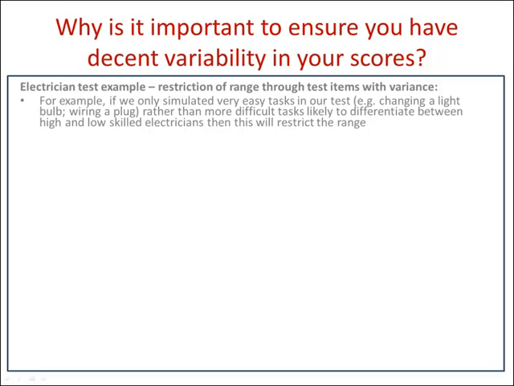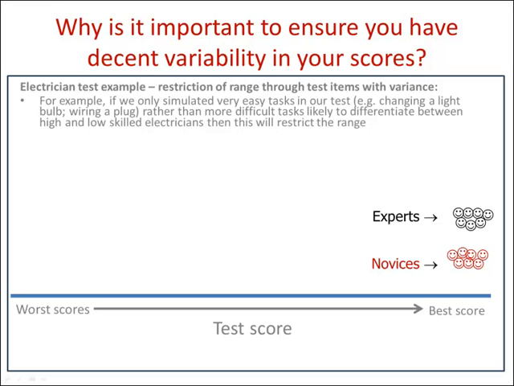If we only had those sorts of tasks in there, then we're probably very unlikely to be able to differentiate between high and low skilled electricians, and this will restrict the range. Here you can see exactly what would happen. We've got our novices, we've got our experts, but because we've created tests that are so easy, changing light bulbs and so forth, both of them are scoring right at the top end. They're both scoring very close to 100. Therefore, we simply can't tell them apart because they're all squashed together up here at the top end.